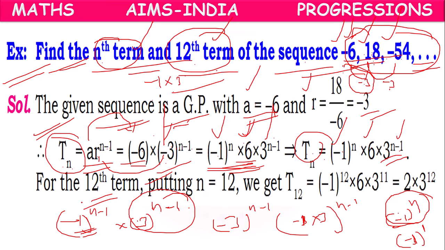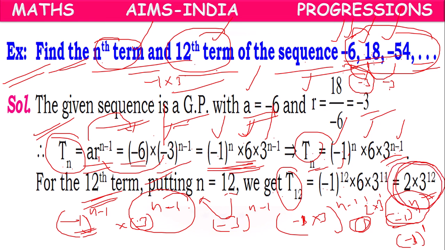If you want to find the 12th term, we have to put 12 in place of n. So we get T12 equal to minus 1 whole power 12, 6 into 3 power 12 minus 1, which is 11. Minus 1 whole power 12 equals 1. So it is 6 into 3 power 11, or 6 can be written as 2 into 3. So 3 power 1 times 3 power 11 becomes 3 power 12. So we can write it as 2 into 3 power 12. This is the 12th term value.